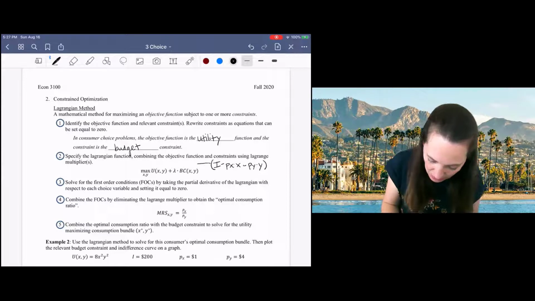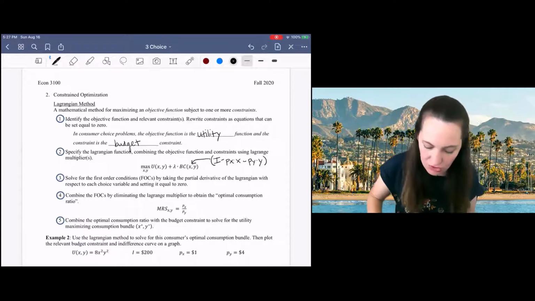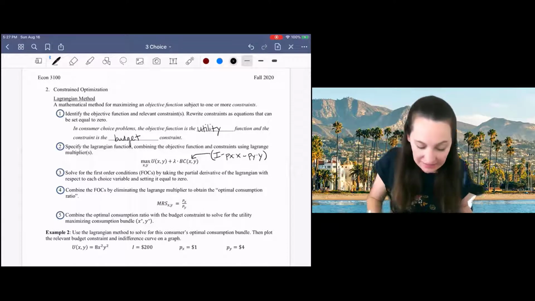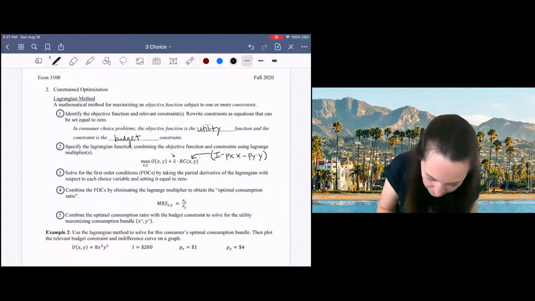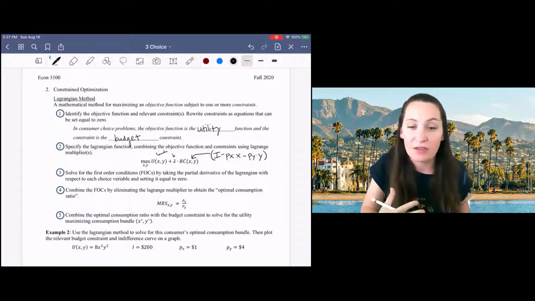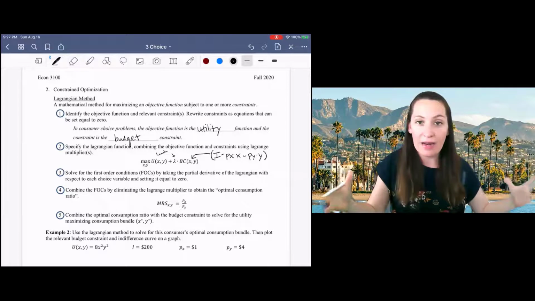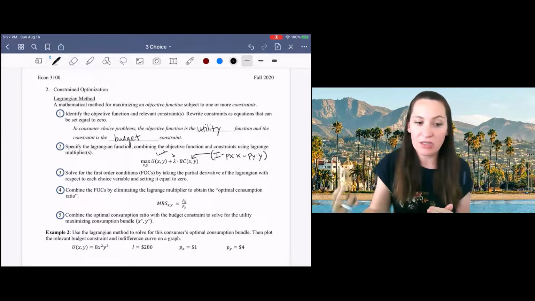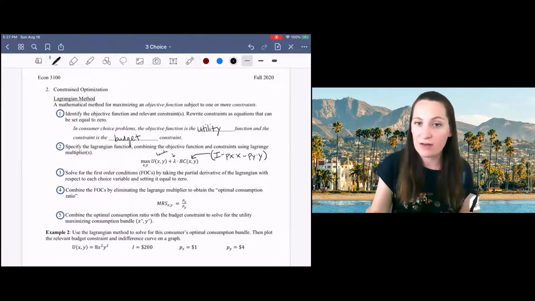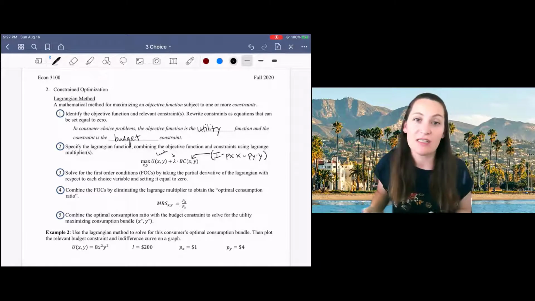And then we're going to just add it to our utility function, but it's multiplied by this lambda. That's lambda, and it's what we refer to as the Lagrange multiplier. All right, so we combine our utility function with our budget constraint. Then we're going to maximize, and to find the maximum, we're going to take the derivative and set it equal to 0.